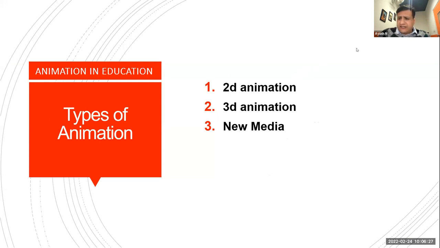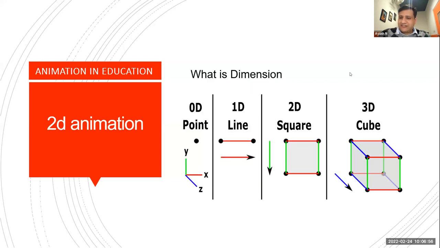What exactly is D? Can somebody tell me what D stands for in 2D animation? Any inputs? Dimension, perfect. Everybody knows. So dimension, what is dimension? Maths teachers, maths students, what is dimension? Oh, so many people know it. So I'll tell you what dimension is, okay? Dimension is length and width, correct, right? Three axis, perfect.